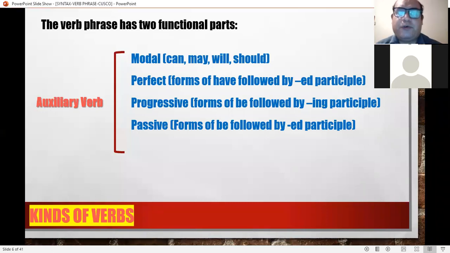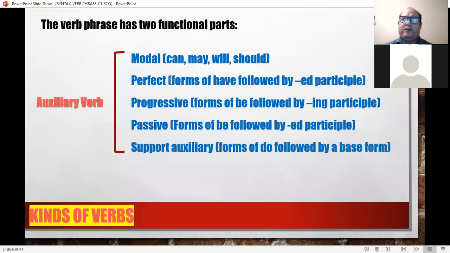Okay, so as we were talking about, we have these two components, the auxiliary verbs: modals, perfect, progressive, passive. Then we also have the support auxiliary, forms of do, followed by a base form. You use this in order to emphasize some instructions. For example, when you say, I love you, this is a simple sentence. But if you want to emphasize that you really love that person, you say, I do love you. Notice that you use do as an intensifier. It's a supporting auxiliary, and you use the base form of the verb, right?